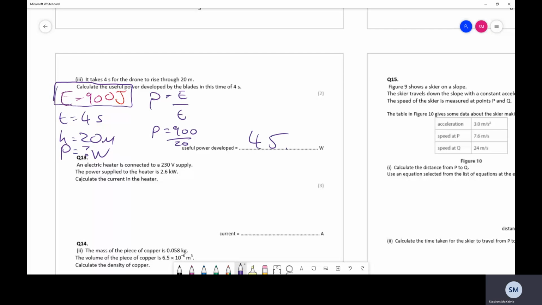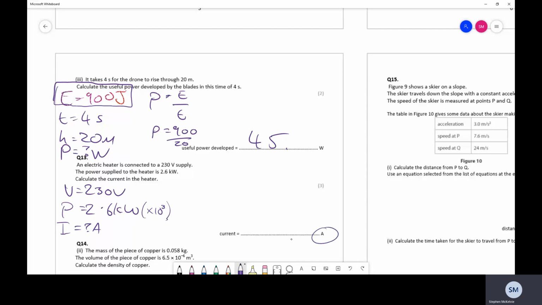An electric heater is connected to a 230 volt supply, so V is equal to 230 volts. The power supplied to the heater is 2.6 kilowatts. Calculate the current inside the heater. I don't know how many amps. Now, I don't want this in kilowatts. I'm going to multiply that by 10 to the 3 so that I can turn it into watts.